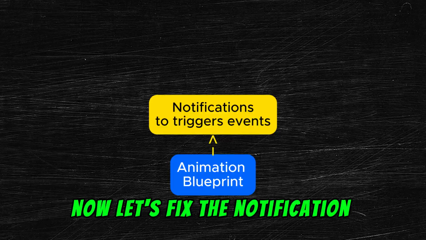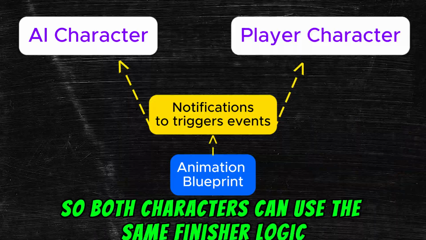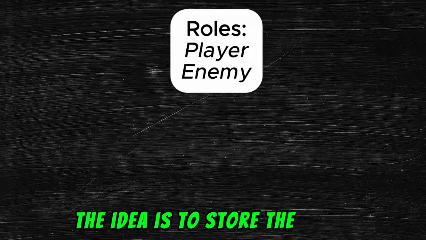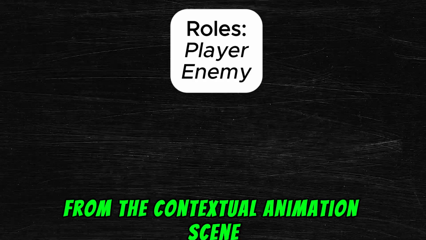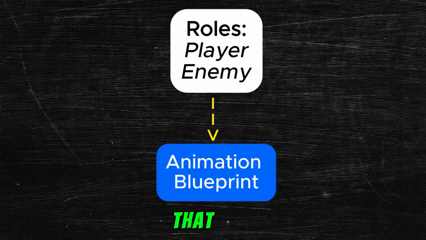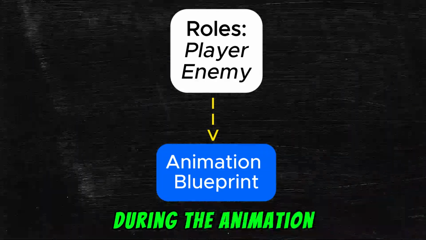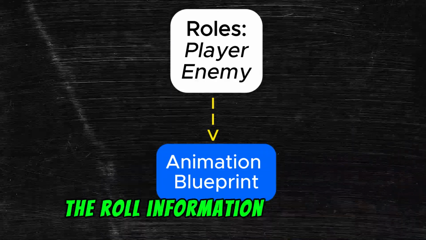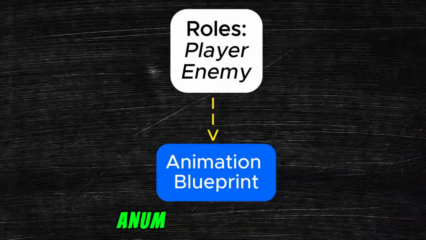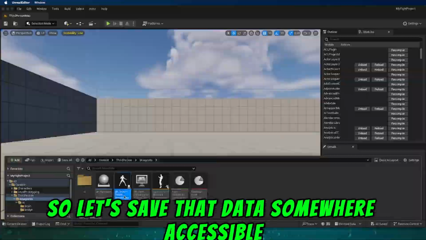Now let's fix the notification system so both characters can use the same finisher logic. The idea is to store the roles from the contextual animation scene and access that data from the animation blueprint. That way, we always know who is the player and who is the enemy during the animation. The role information is stored inside the contextual Anim scene bindings. So let's save that data somewhere accessible.